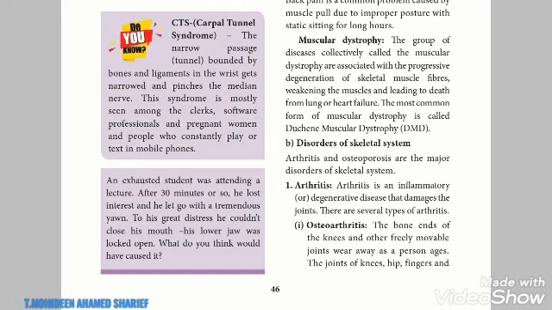Fourth one is the pivot joint between the atlas and the axis, plane or gliding joint between the carpals, saddle joint between the carpal and metacarpal, ball and socket joint between the humerus and the pectoral girdle. So these are some of the examples of the synovial joints and they are all movable.